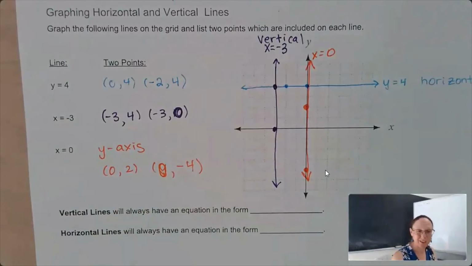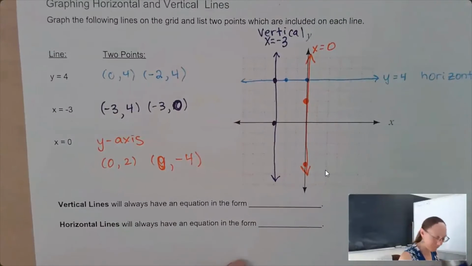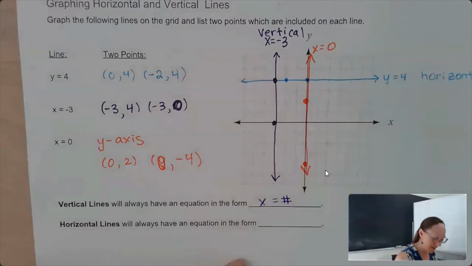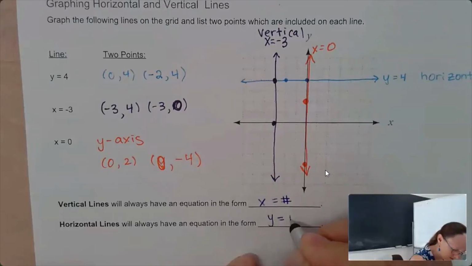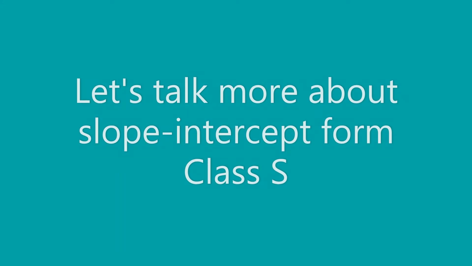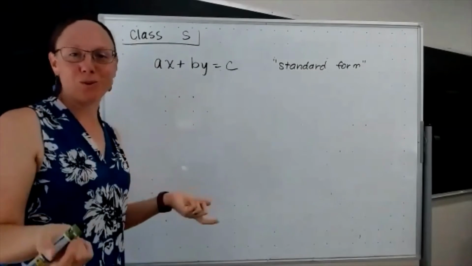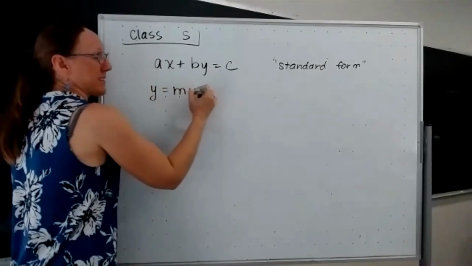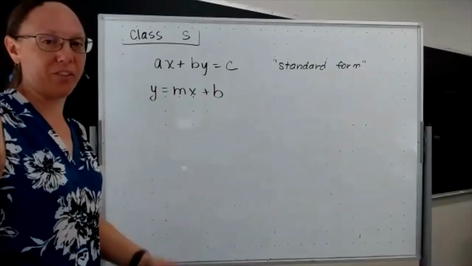Summarizing those things, that means my vertical lines will always have an equation of the form x equals a number, and my horizontal lines will always have the form y equals a number. I would say this is not the standard form that most people think of when they think about the equation of a line. The y equals mx+b form is usually the way most people are thinking about it.